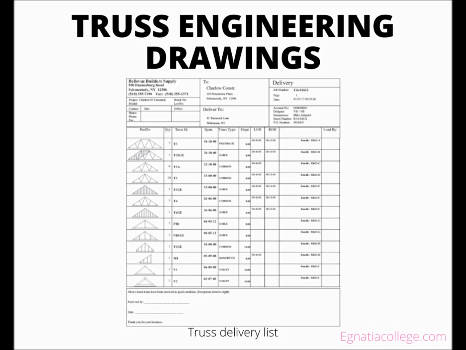Quantity, number of each type of truss needed for the building. Truss ID, the engineer's letter/number designation for that truss type. Span, the distance between the outside walls the truss will cover. Truss type, some trusses are referred to as piggyback trusses.